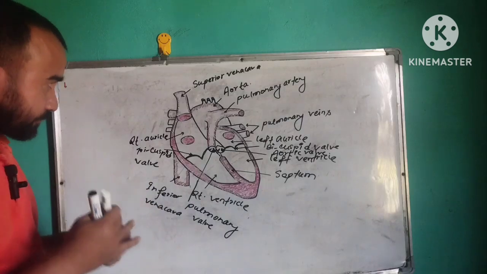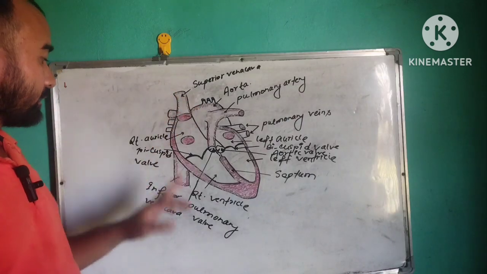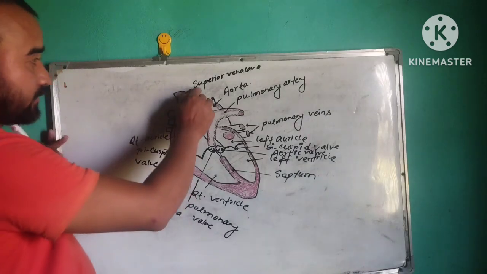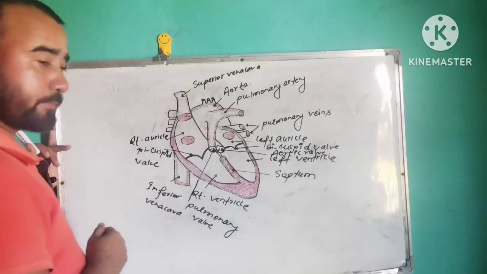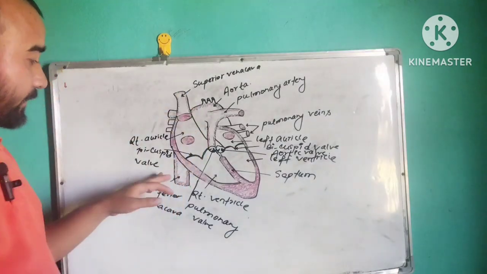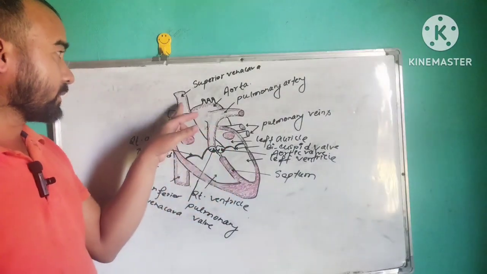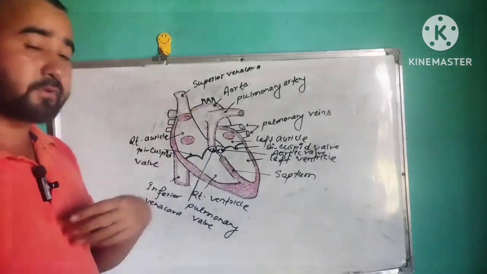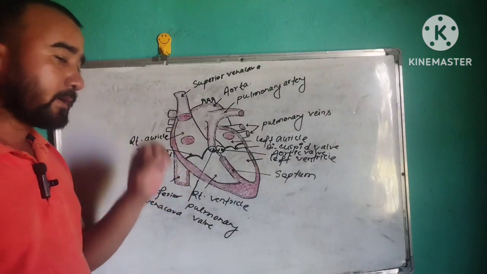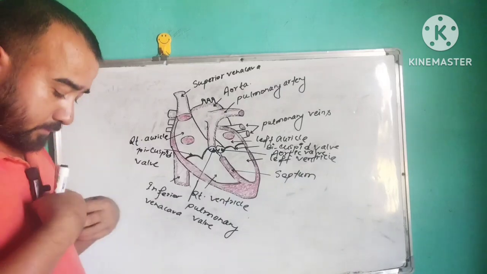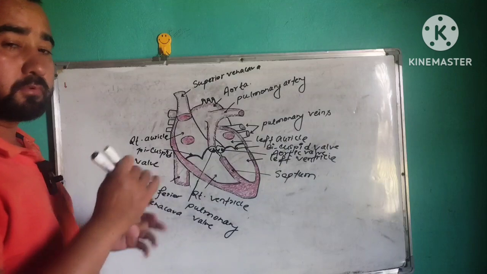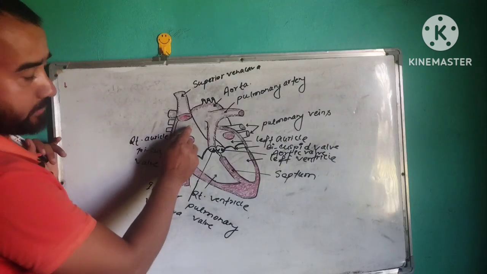That means the main destination of the superior and inferior vena cava is the same. Both carry impure blood to the right auricle. Right? Their destination is same. The difference is that the superior vena cava carries impure blood from the upper portion of the body, and the inferior vena cava carries impure blood from the lower portion. That is the only difference, but both carry impure blood to the right auricle.